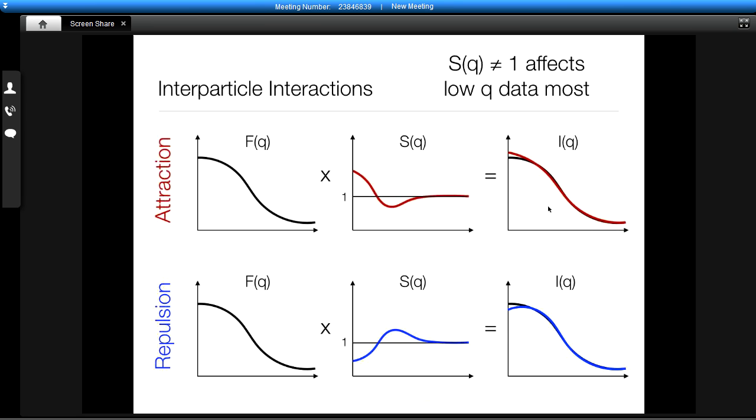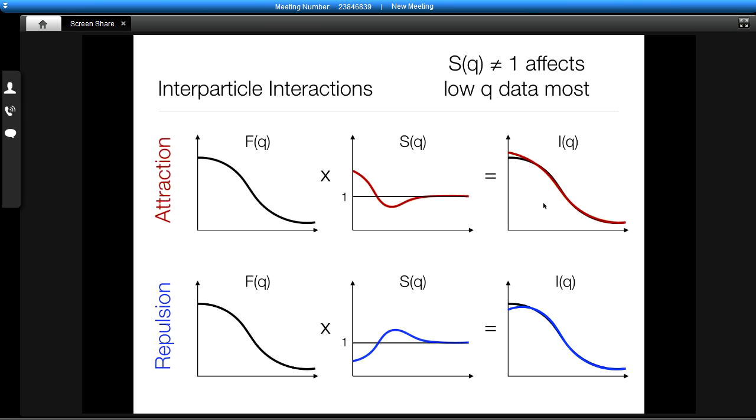And so what that causes is, in attraction, it would mean that your Rg is larger than it should be. The calculated Dmaxes will likely be larger, the volumes will likely be larger, the corresponding molecular weights will be larger, and all your numbers are just going to be off. Additionally, for repulsion, it will be just the opposite. You'll get smaller Rgs than you would expect. You would get smaller volumes, smaller molecular weights, and smaller size parameters.